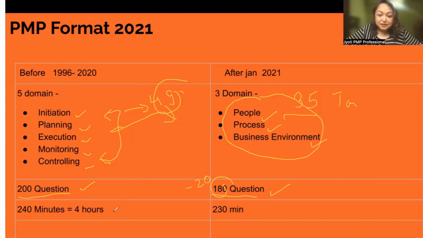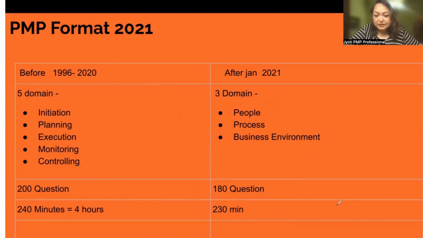That's good news. Earlier we had 240 minutes, which is equivalent to 4 hours. Now we have only 10 minutes less. So 20 questions less, but only 10 minutes less. So still, that's a good bargain, right? Let's go to the next slide.